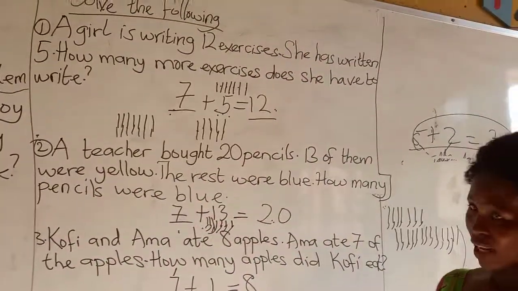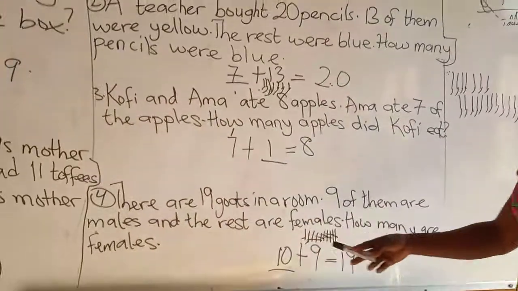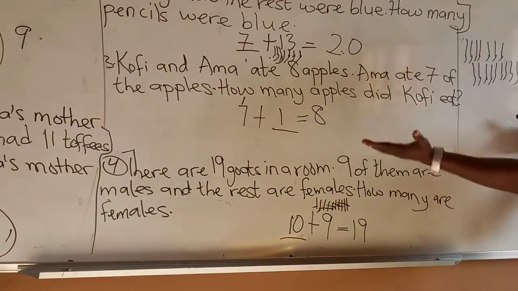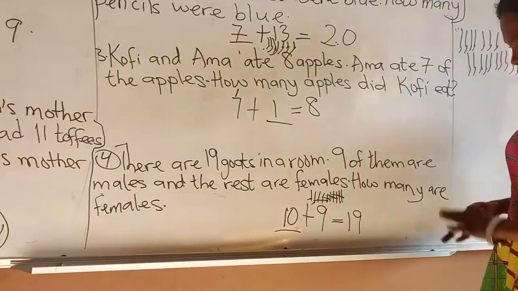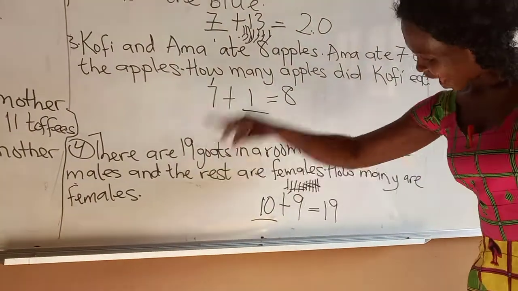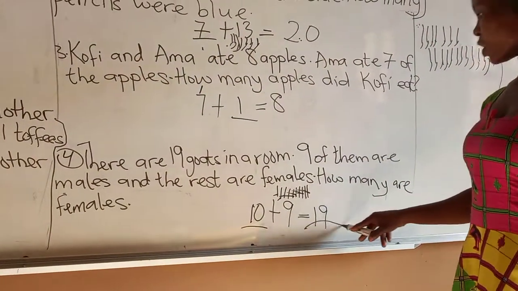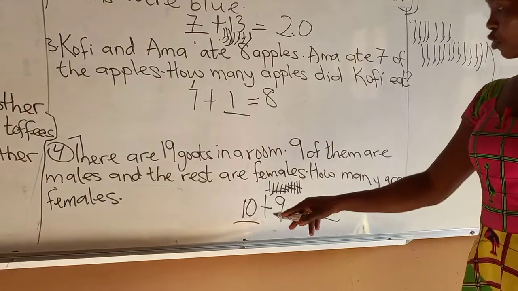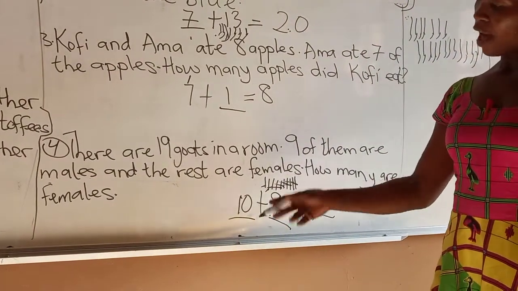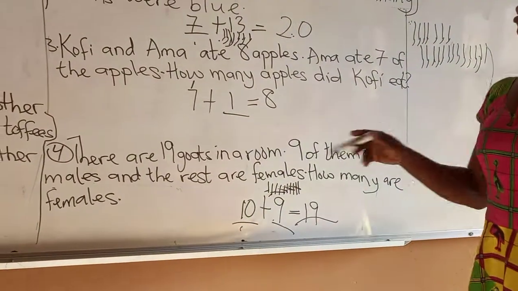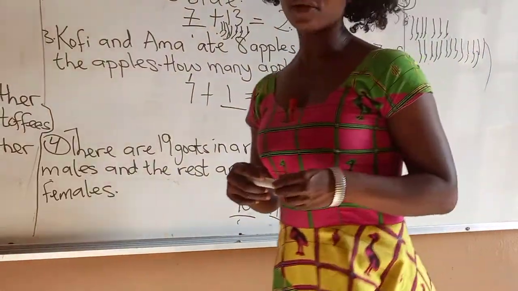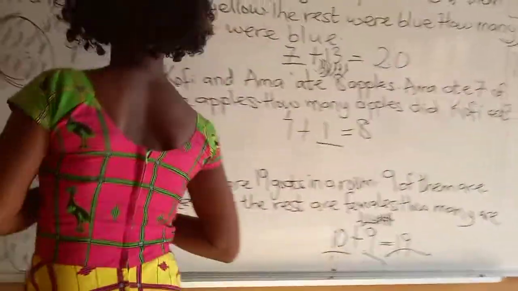Let's look at the last one again. There are 19 goats in the room. 9 of them are males and the rest are females. The total is what? There are 19 goats. So it's the total. 9 of them, so the males are here. And how many are the females? You have to continue counting. So you get to the total number of goats.